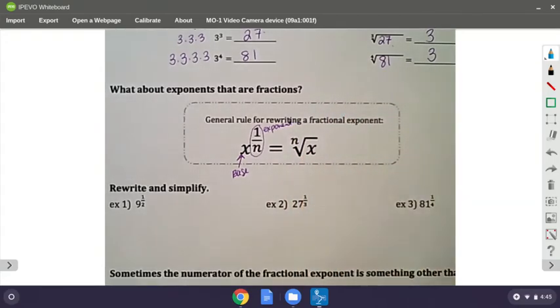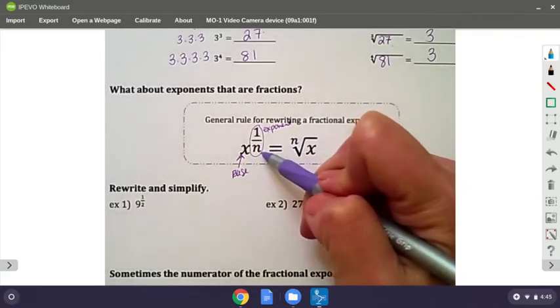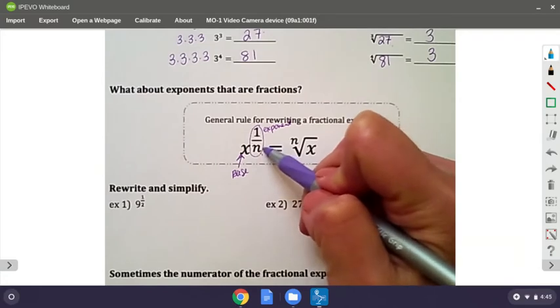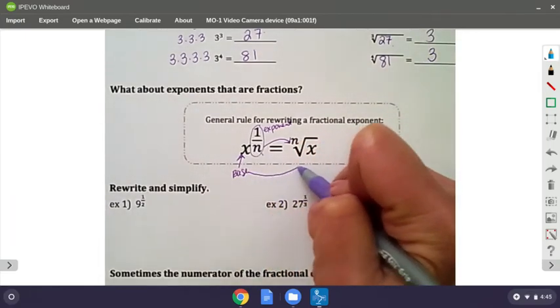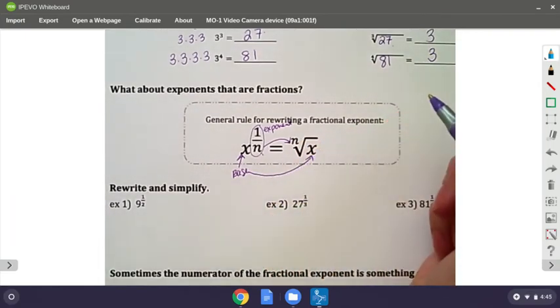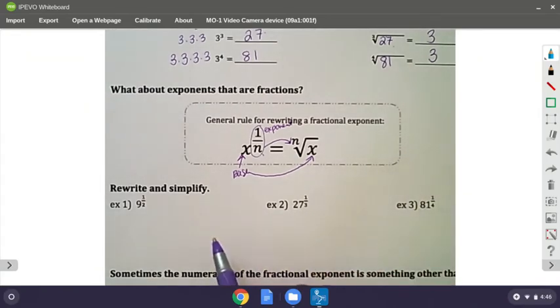And so what happens is the denominator of the exponent becomes the root, the number of the root that we're going to find. And then the base becomes what's called the radicand, what's underneath the radical symbol. So once you see the examples, it gets easier.